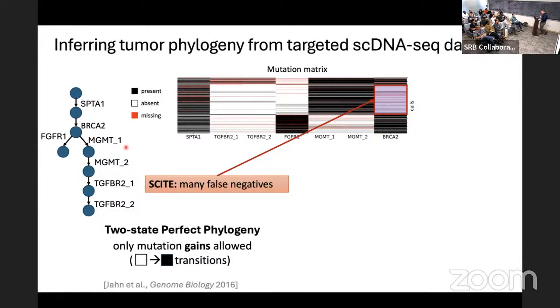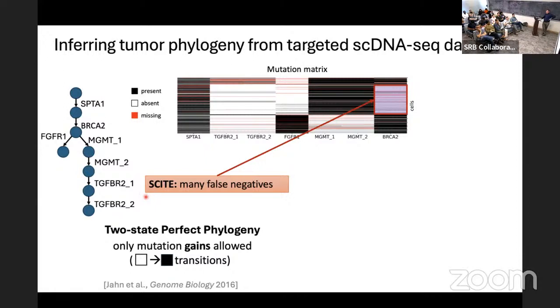Now, the algorithm, because it only allowed mutations to be gained, to go from the absent to present states, actually imputed that all of this block right here should be filled in as present, that these were all missing mutations that we measured incorrectly because they're present in all the cells in this tree. Okay? So it assumed that these were all false negatives, right? So it filled in this phylogeny in a very interesting and strange way. And if you look at this, it means that there was a really high rate of missed mutations, right? All of these missing entries have to be filled in with the mutation.